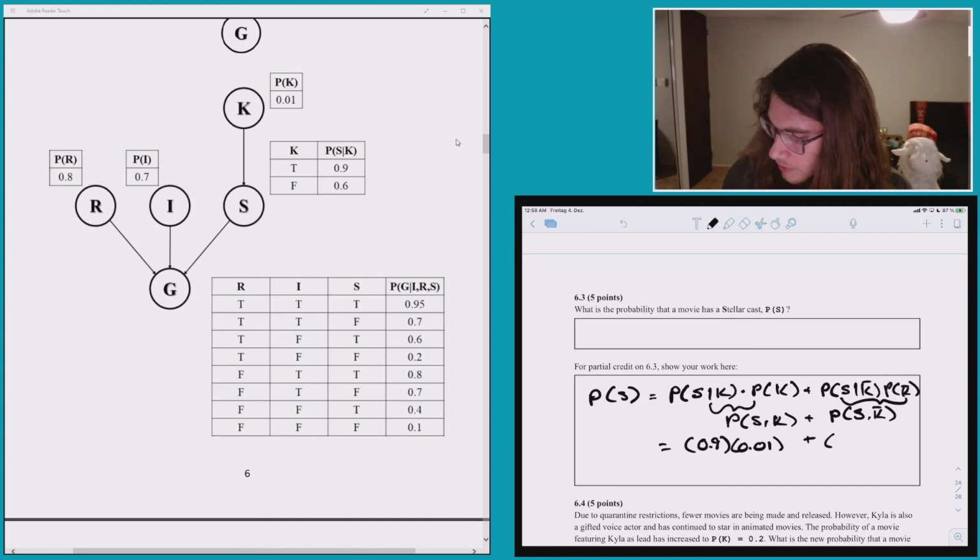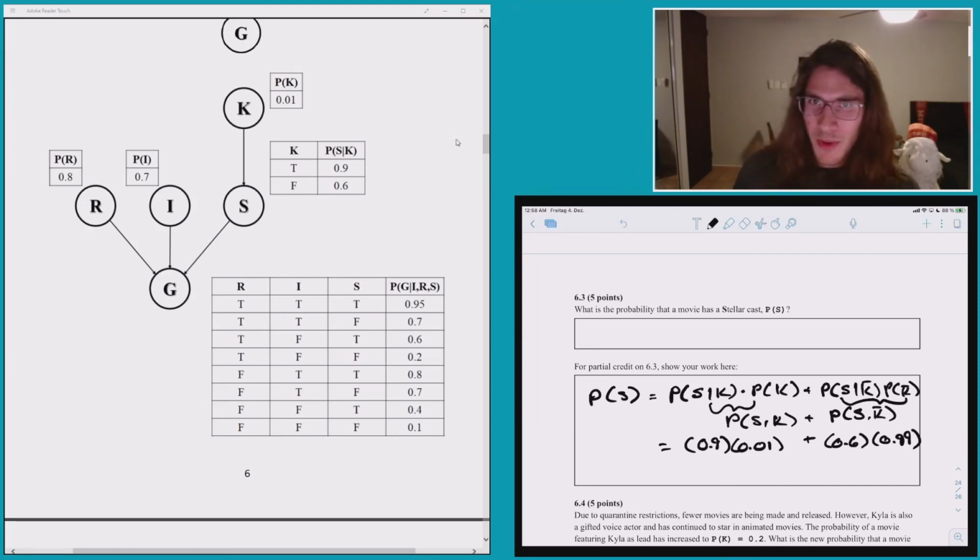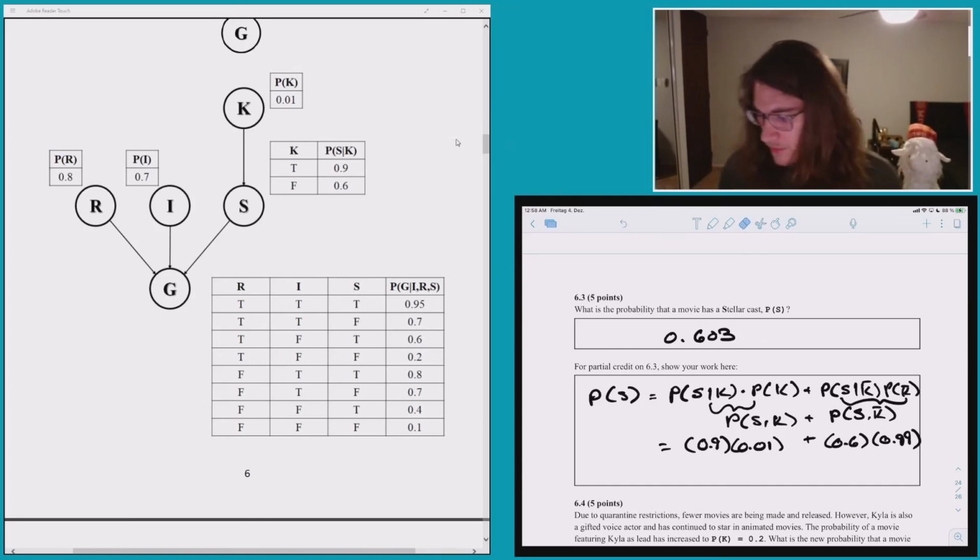Plus 0.6. And then this would be 1 minus 0.01, so that's 0.99. And I'll admit that I'm cheating. I have the number written down in front of me. I was not about to calculate that in my head. So this is 0.603 for T. Okay.